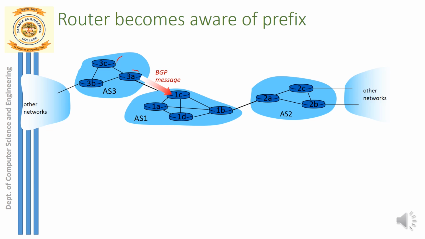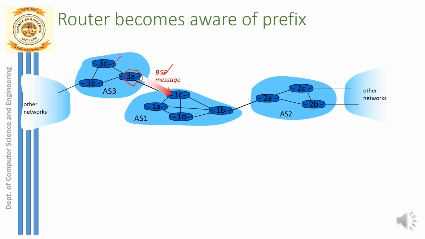It is only through this border router 3A, which belongs to AS3. It sends the BGP messages. So we call it a BGP message. Why? Because it's the border gateway protocol which is running at the border routers. So the BGP messages first should be exchanged between the border routers. In order to send or receive any packets, first BGP messages should be exchanged, right?